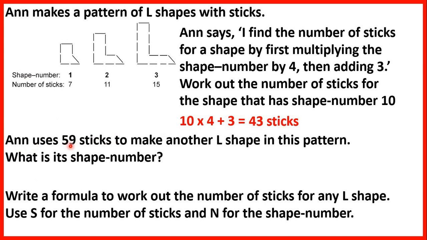Now Anne uses 59 sticks to make another L shape in this pattern. What is its shape number? So to work out the number of sticks, if we have 59 sticks, we multiply the shape number by 4 and then add 3. So we have 59 sticks equals the shape number times 4 plus 3. So that means the shape number times 4 must be 56, because 56 plus 3 is 59. So what times 4 is 56?